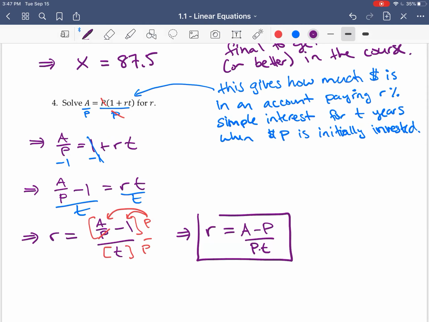So now we have an expression for r in terms of the other variables. So you can find the simple interest rate that you need to get a specific amount of money after T years.